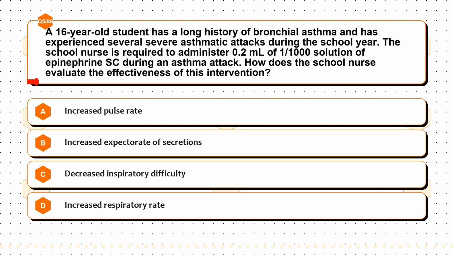Question 5. A 16-year-old student has a long history of bronchial asthma and has experienced several severe asthmatic attacks during the school year. The school nurse is required to administer 0.2 mL of 1:1000 solution of epinephrine SC during an asthma attack. How does the school nurse evaluate the effectiveness of this intervention? Here are the options. Option A. Increased pulse rate. Option B. Increased expectorative secretions. Option C. Decreased inspiratory difficulty. Option D. Increased respiratory rate.